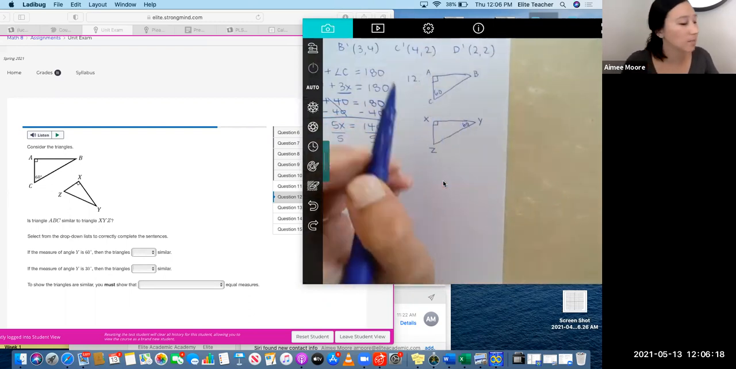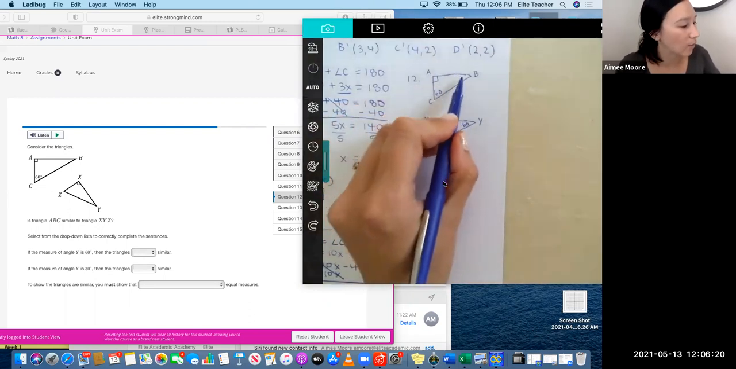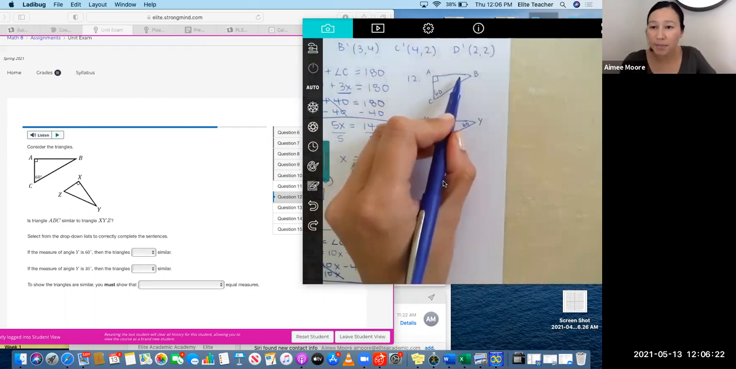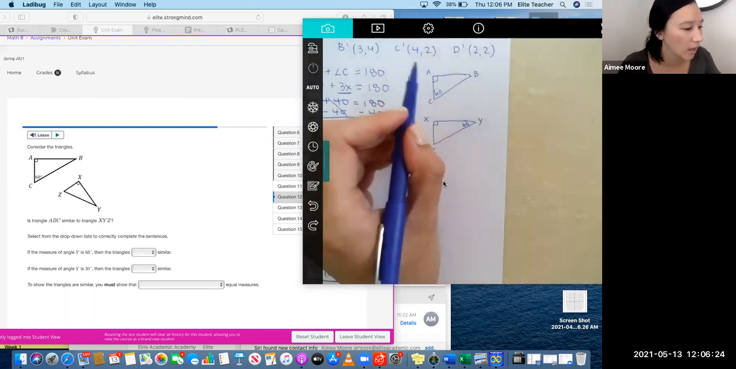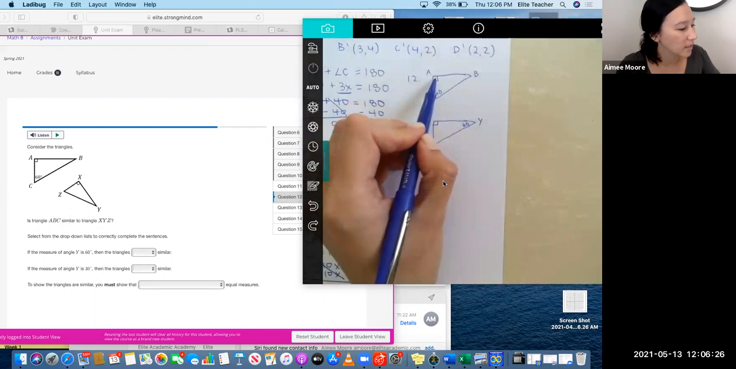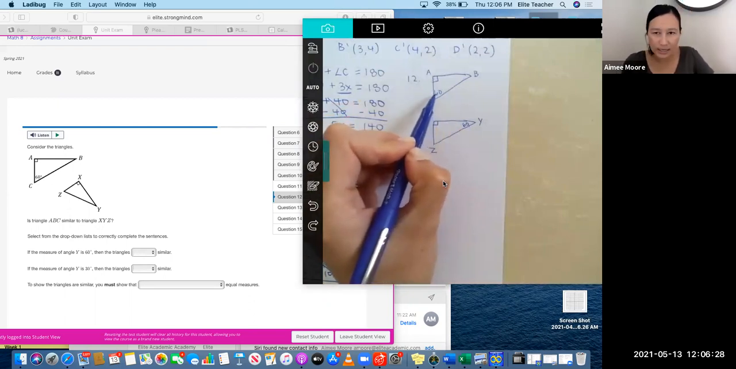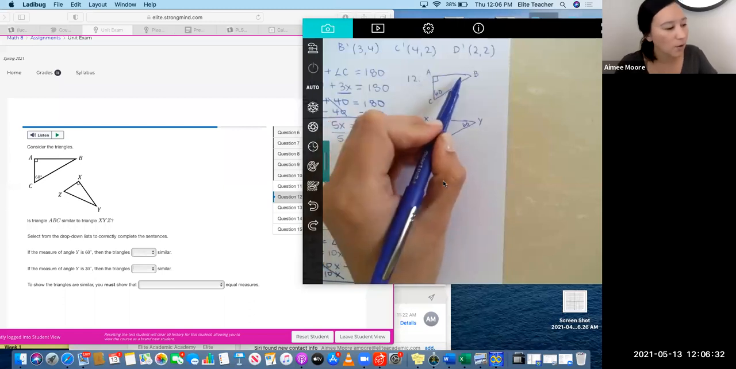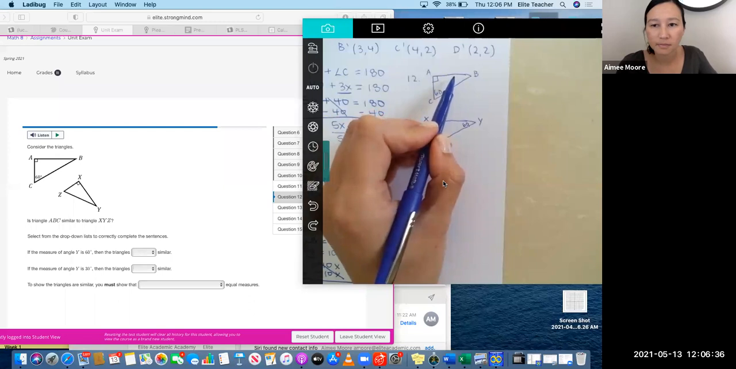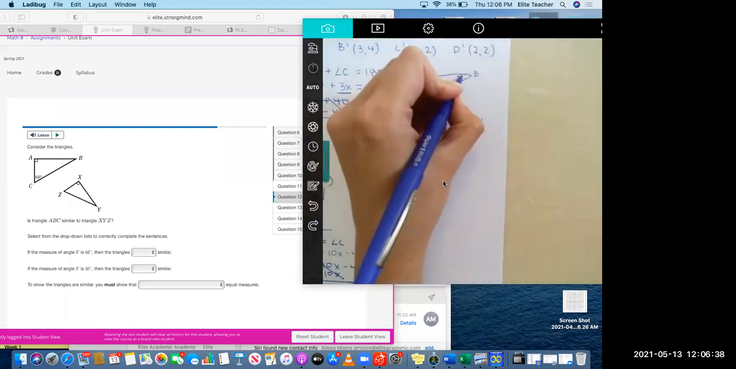So it might help us to figure out this angle. Remember the triangle sum theorem, they all add up to 180 degrees. So if this one's 90 and this one's 60, that means those two angles are 150. So what's the measure of angle B? 30. Yep, so angle B is 30.